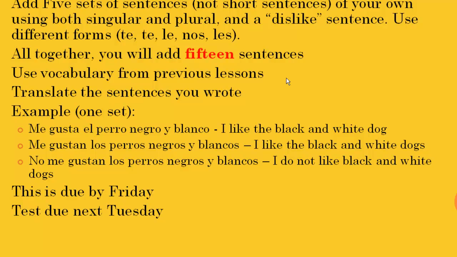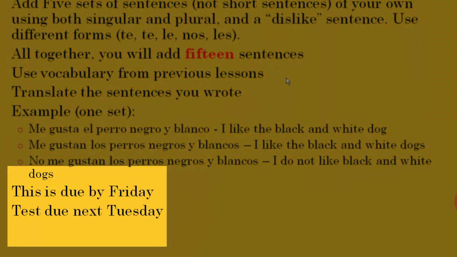So basically, to convert it from singular to plural, if it's more than one, you say gustan, and to answer a question no, all you do is say no at the beginning. So these sentences are due by Friday. But remember, next Tuesday you're going to have your test, your oral assignment.